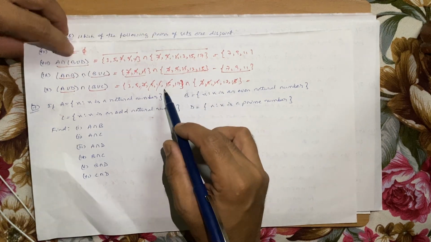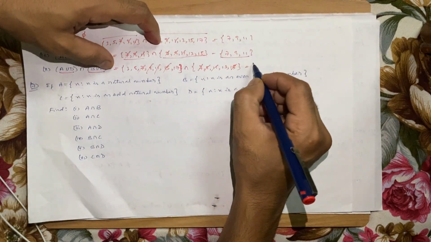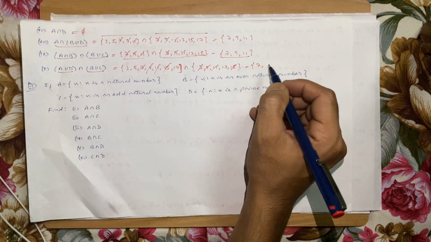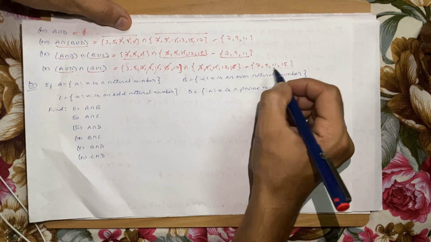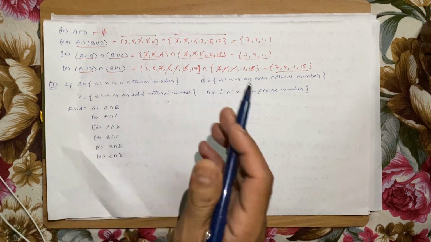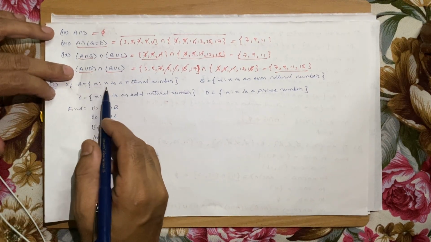Don't I have a 13 here in A and D? A and D? No, I don't have a 13. Okay, so the common elements are what? They are 7, then I have 9, then I have 11 and then I have 15. So this is your answer for this one, okay? Although it looks very big, but do it part by part. It's very simple, okay?